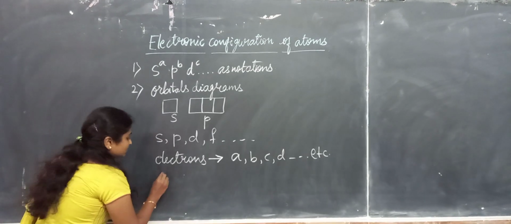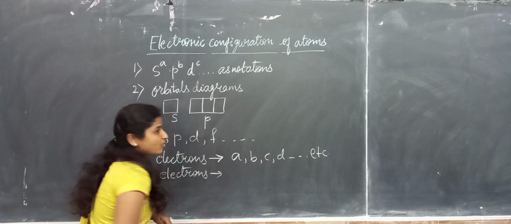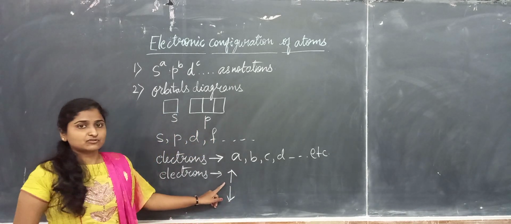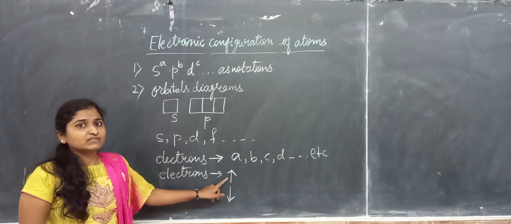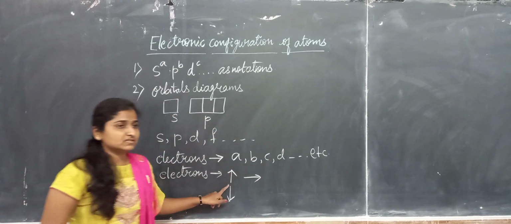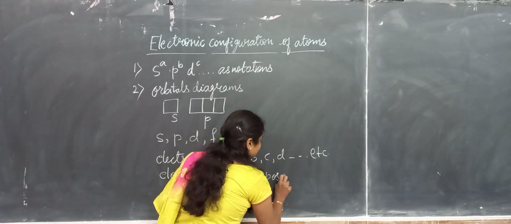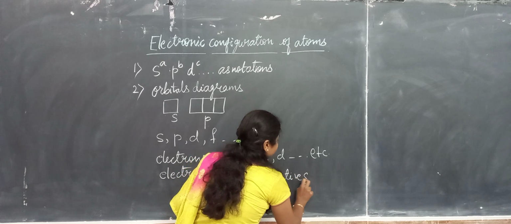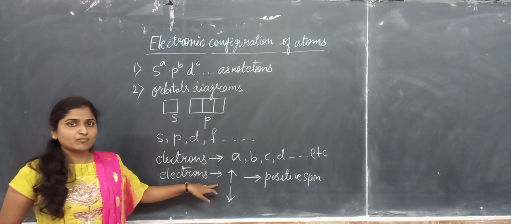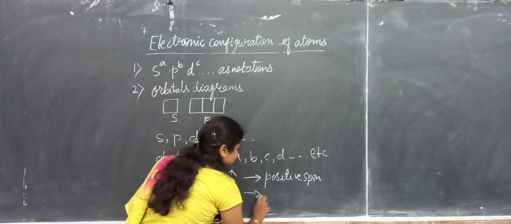In the second notation, the electrons are represented in the form of arrowheads. If the electron has a positive spin, then we represent it with an arrowhead pointing above. The electron will be present in the form of either a positive spin, that is an arrowhead above, or an arrowhead below, which indicates a negative spin.